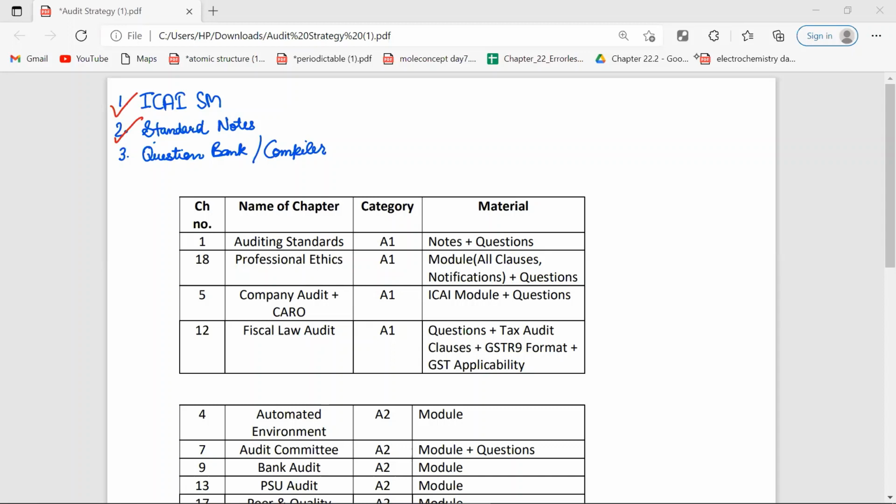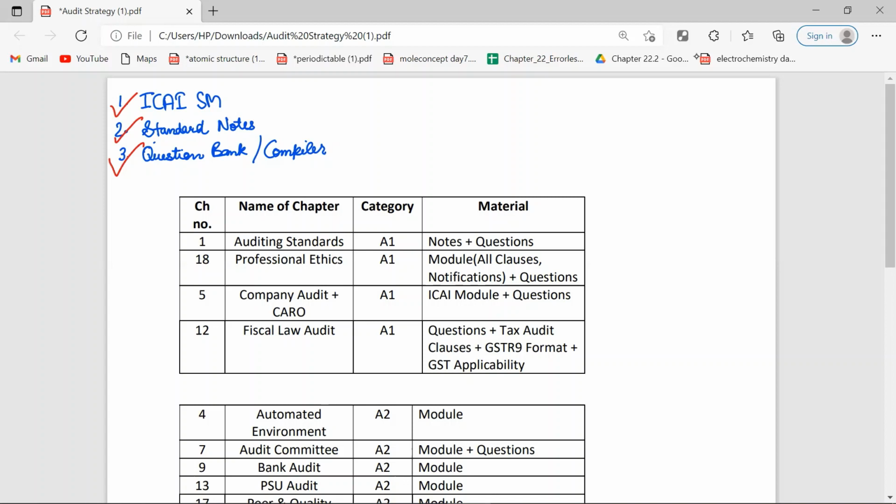So, undoubtedly, study material has to be used. And then you'll have to take some standard notes because you cannot read or learn from the pronouncement. It's a very heavy and bulky book. So, either from the teacher whom you have taken classes, their standards, their notes can be used, or on the internet, a lot of resources are available. So, that can be used. And after that, a question bank or compiler will be required because ICAI has not been providing the practice manual.